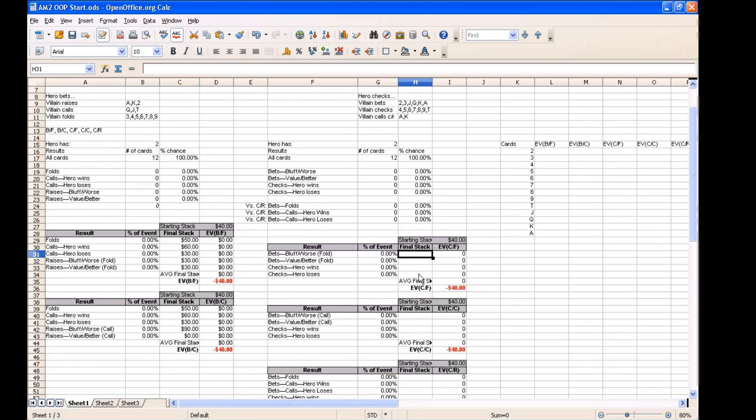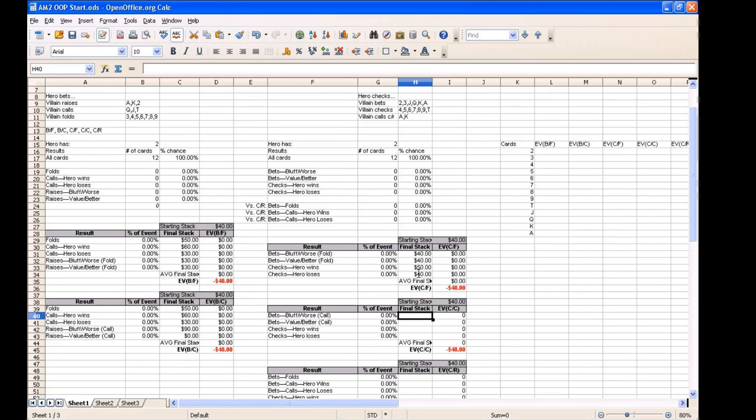And now moving on to the check table. If we check and we're folding, it doesn't matter whether or not he's bluffing. We're still going to have 40. If he checks it back and we win, we get the $10 in the pot. If he checks it back and we lose, we're back to where we started. Now the check call table.